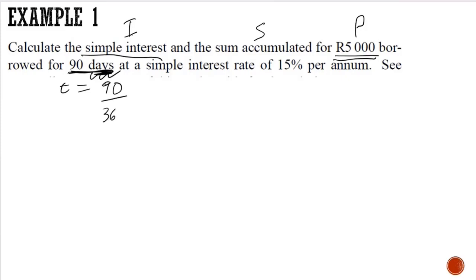So this is going to be 365, and then you are told what the simple interest rate is. The simple interest rate, sometimes it's R or sometimes it's I. This is 15%, so this will be 0.15. What you do, you take your 15 and divide it by 100.